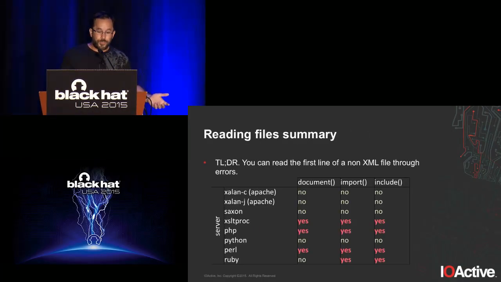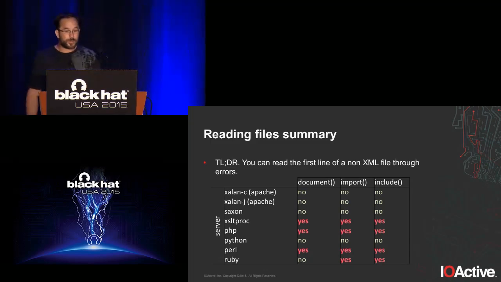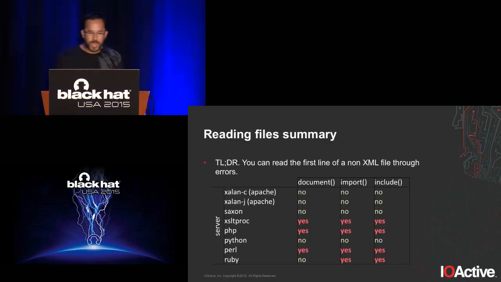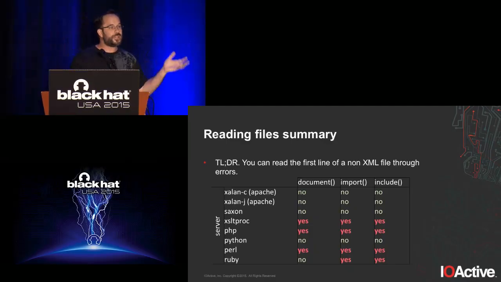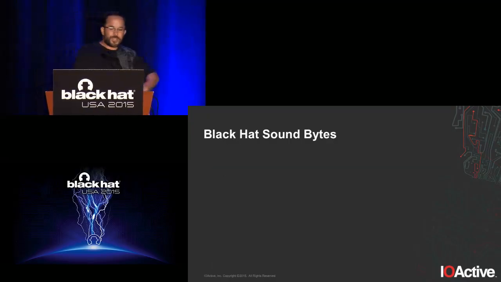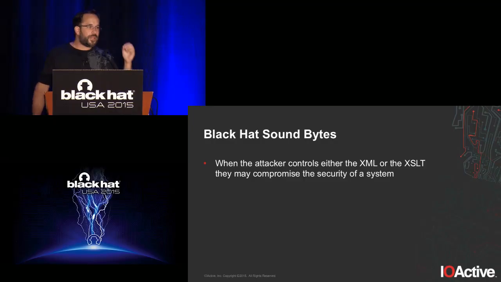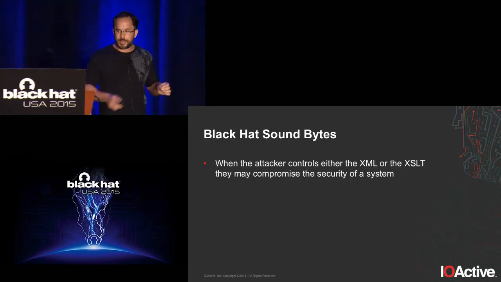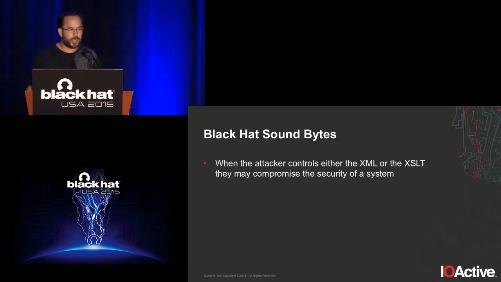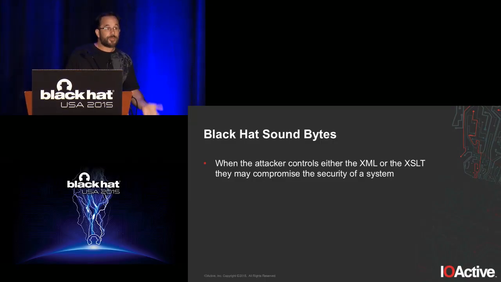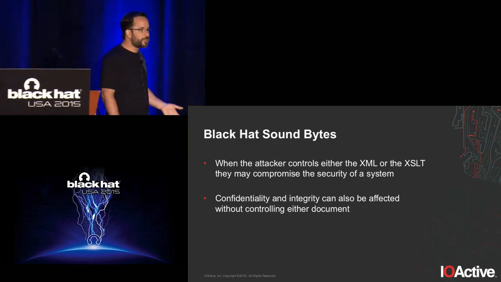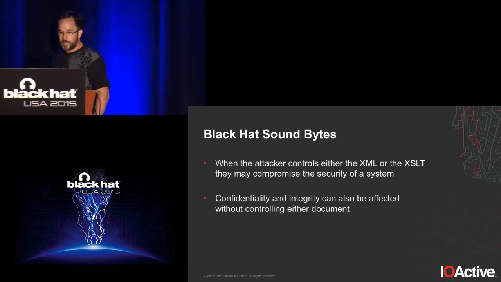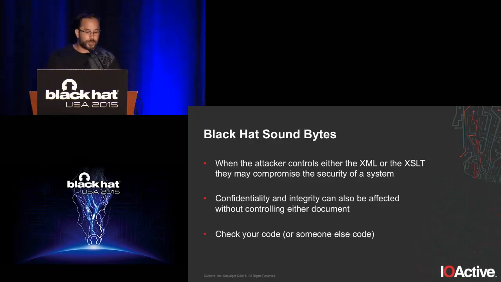I'm showing here only the server-side implementations, and you will notice the weird thing that Ruby doesn't have the document function. But you have a lot of possibilities if you're trying to read a file through errors. So basically, if you're letting someone control the XML or the XSLT, you will be compromising the security in any given way. Sometimes the confidentiality and the integrity could also be exposed depending on how they have created this. And finally, my recommendation would be for you to check the code, or someone else's code, for that matter, if you want to have an idea of what the possibilities are.